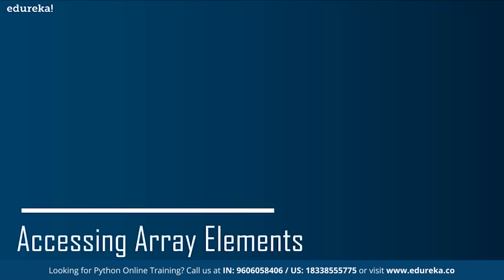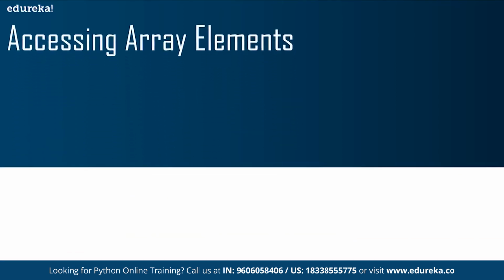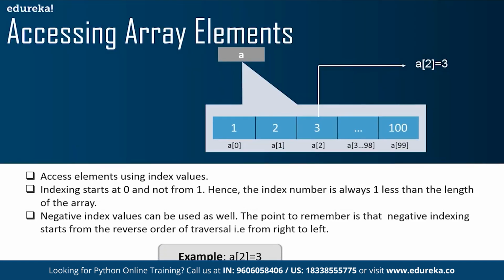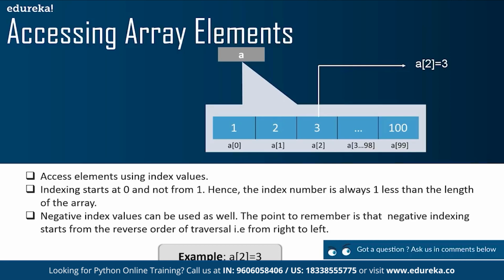Our next topic for this session is accessing array elements. To access array elements, you'll have to make use of the index values. Each index value holds a unique element. Like I've told you before, indexing starts from 0 and not from 1. So therefore, A of 0 holds 1, A of 1 holds 2, and so on. This is the normal traversal order which starts from the left-hand side and moves towards the right-hand side.